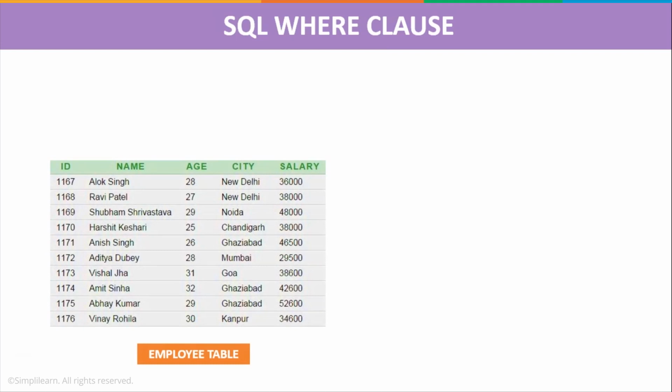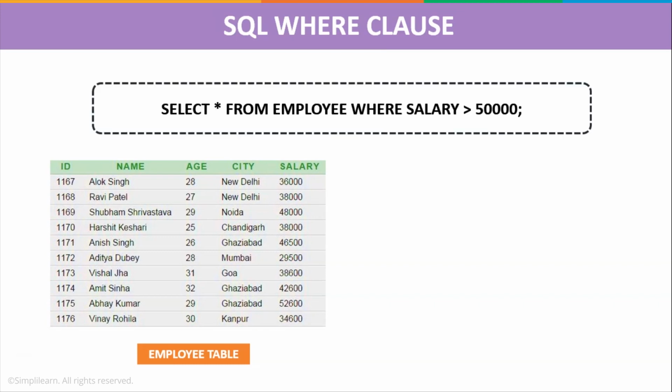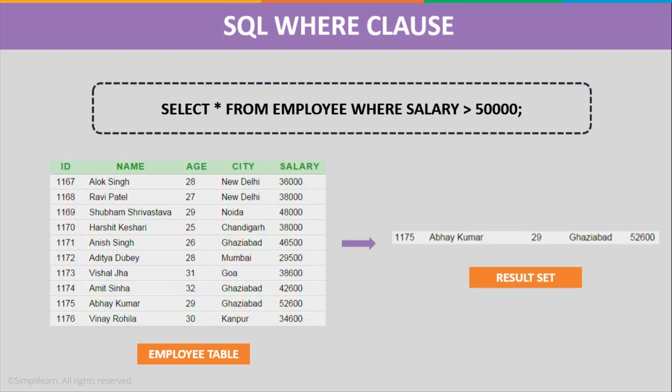Consider the employee table here, which has various columns such as ID, name, age, city and salary. Now let's say I want to find the employees having a high salary in this table, and for that I'll write a query: SELECT * FROM employee WHERE salary > 50000. If you execute this query, it will show those records having salary more than 50,000. If you look into the table, Abhay Kumar, whose ID is 1175, has 52,600 which is greater than 50,000. So in this way, WHERE meets the condition that is set by the user.